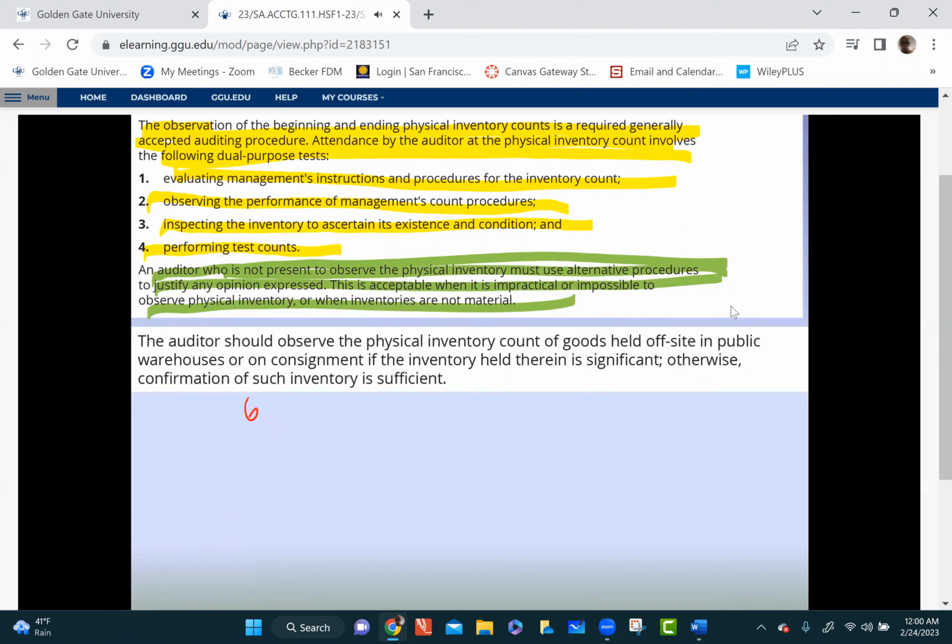A client hires you on 6/30/2020 to audit the 12/31/2020 financial statements. Balance sheet date is 12/31/2020. Okay. Are you able to observe the taking of the beginning inventory?